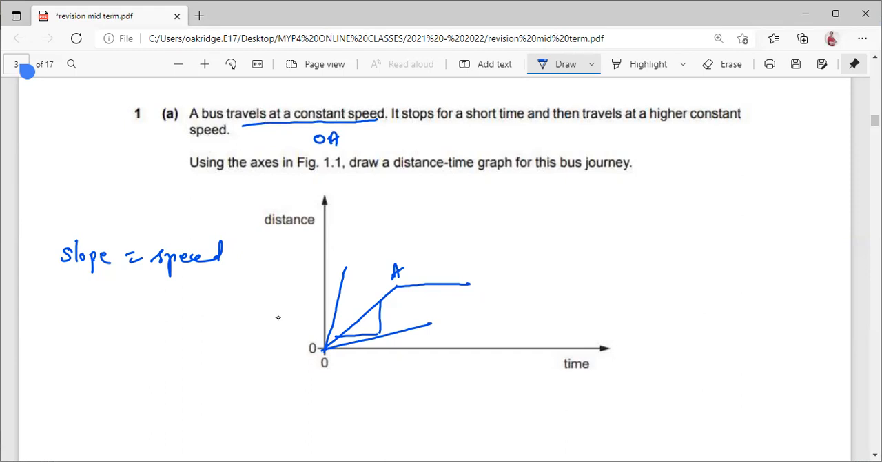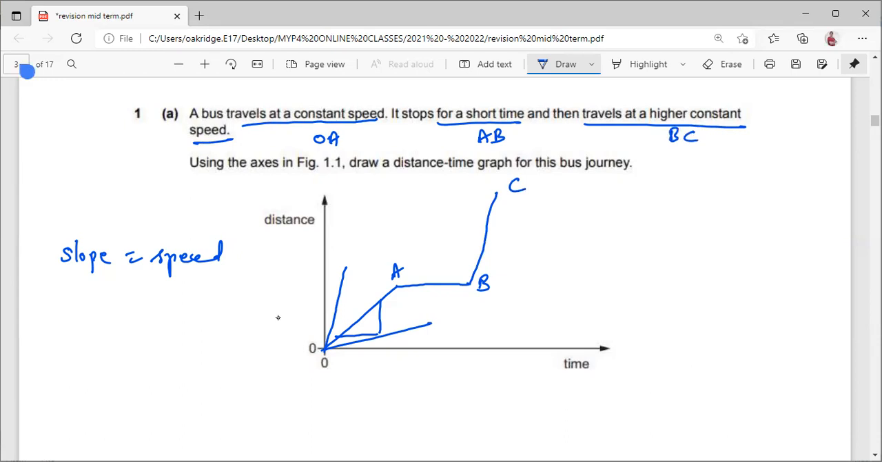It stops for a short time, which means, let us say this is AB. This represents AB over here. And then travels at a higher constant speed, which means what? I should have a much higher slope. The line should not be parallel to this. It should be something like this. So from here, I will draw like this over here. Let me put AC here. Okay, so this will be your BC.